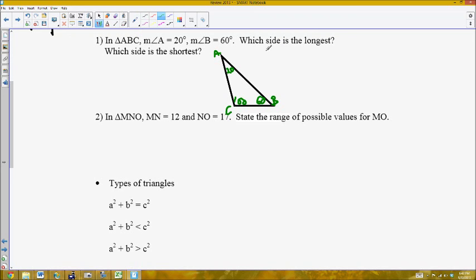So which side is the longest? Well, the side across from the largest angle, which is side AB, would be the longest. And the smallest would be the one across from the smallest angle, which in this case is side BC.